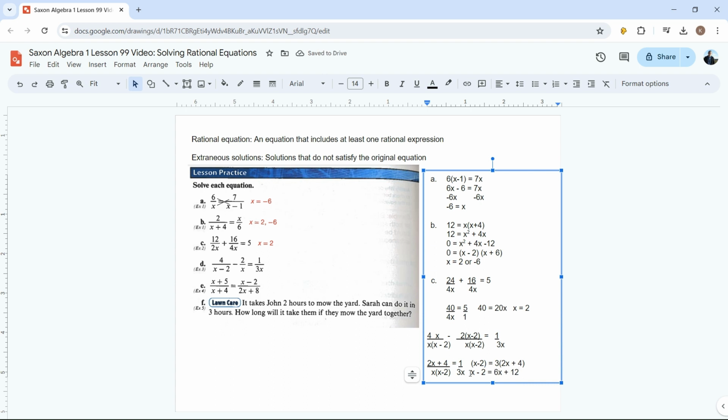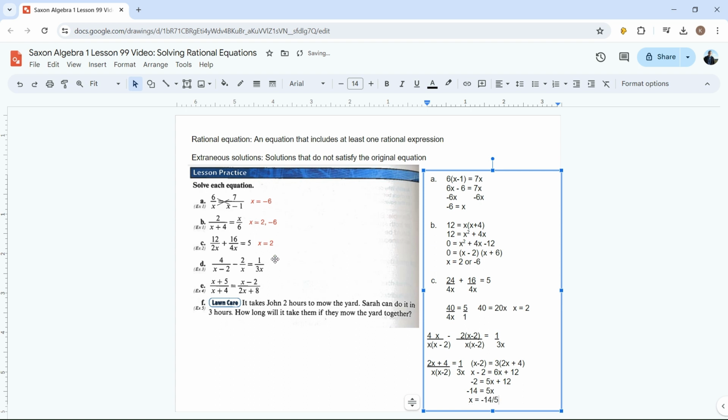Okay, now I'm going to subtract x from both sides. When I do that, I get negative 2 equals 5x plus 12. I'm going to subtract 12 from both sides. That gives me negative 14 equals 5x. And now I'm going to divide both sides by 5. X equals negative 14 over 5.